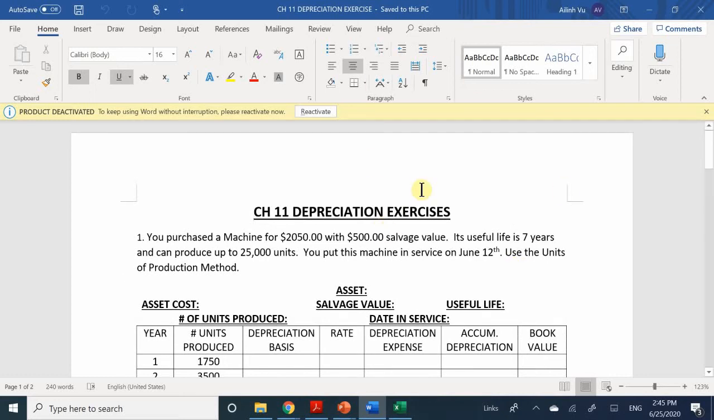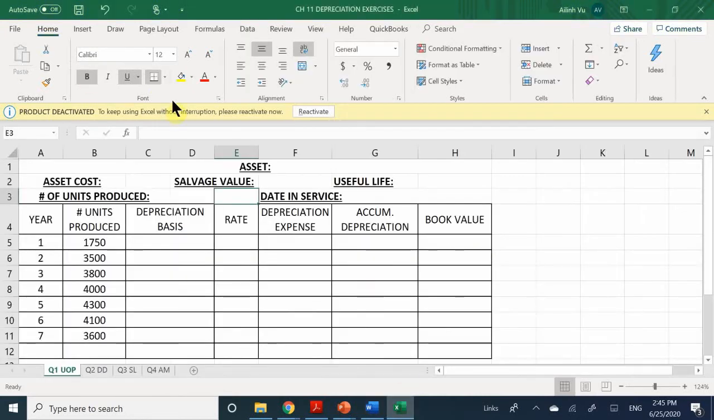Okay, so for here, you purchased a machine for $2,050, with a $500 salvage value. Its useful life is 7 years, and it can produce up to 25,000 units. You put this machine in service on June 12th. Use the units of production method. So again, I'm going to use my Excel sheet to answer this question.